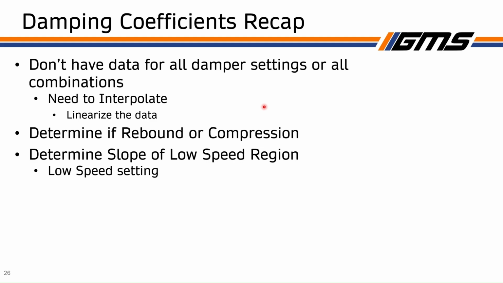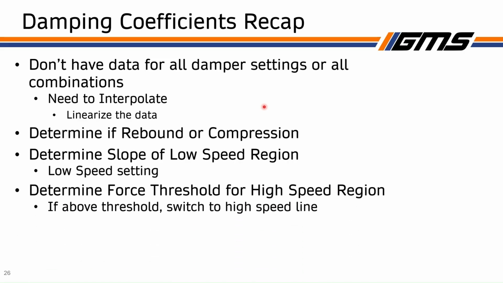And depending on the low speed setting that we're on, we can figure out if we are going to be above the force threshold for the high speed region. And if we are above that threshold, then we can switch to the high speed line. And then you got a race car, right?